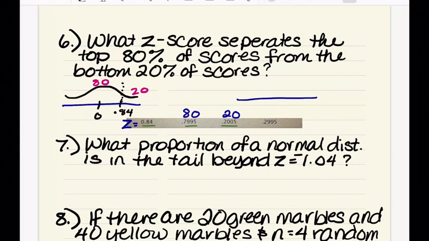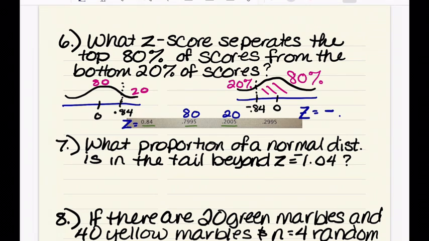So we know that what's in the positive z is mirrored in the negative z. So a negative 0.84 z is going to give us the bottom 20% of scores that we're looking for, where the 80% is to the right of the tail and 20% is to the bottom of the tail. So the correct answer for a question of this nature would be negative 0.84.